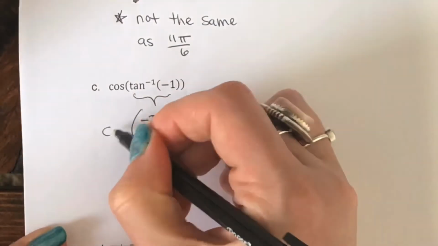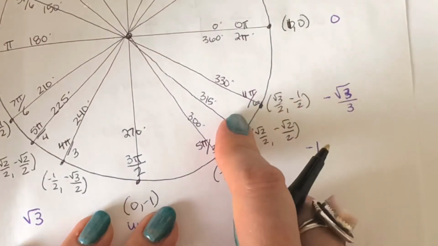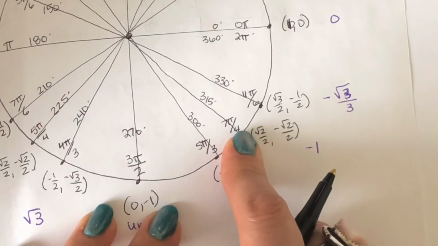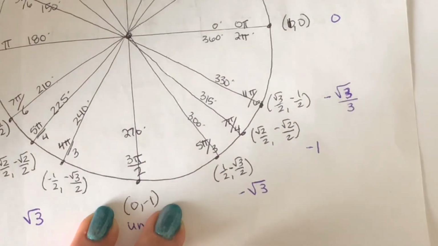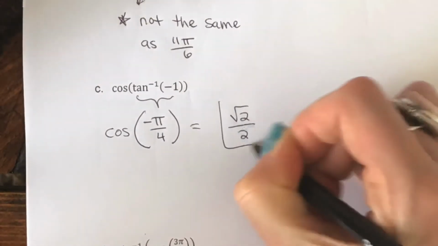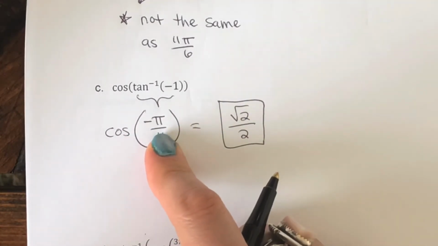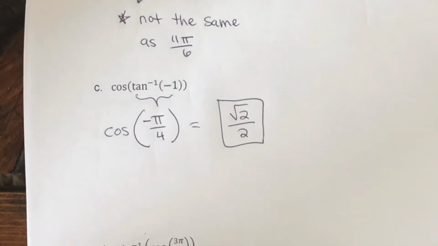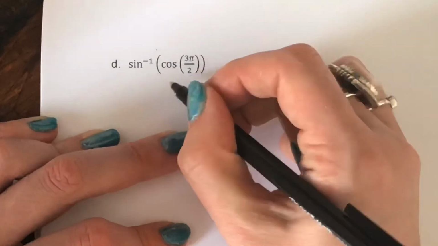But then now we take the outside part. So cosine of negative pi over 4. I go back to my unit circle. Negative pi fourths shares the same place as 7 pi over 4, and the cosine value is square root of 2 over 2. And so then that would be your answer. But remember, this part, it's not the same as 7 pi over 4, so we need to do the negative going backwards.